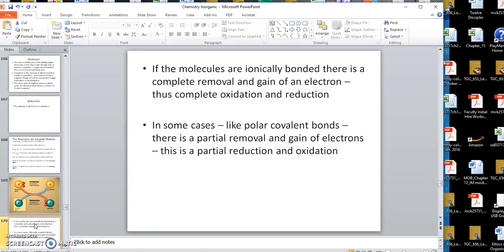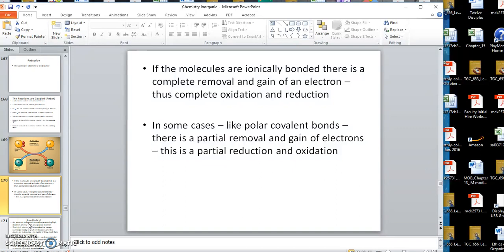If the molecules are ionically bonded, like sodium chloride, there's a complete transfer of the electrons. However, if it's polar covalent, one side does slightly lose the electrons and the other side gains them. So in that particular case, there is a slight oxidation reduction reaction, even though there was not a complete removal.